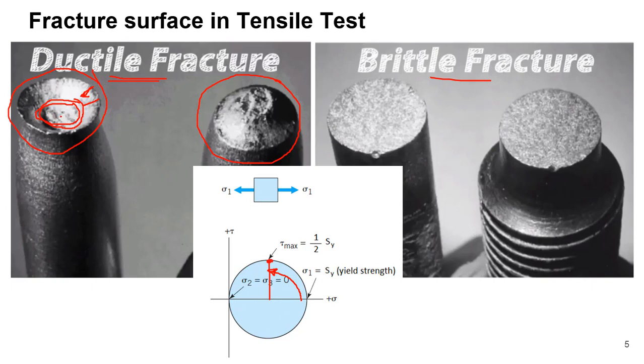But if you take a pure ductile material without any impurities, in that case you will probably find almost this kind of fracture. Okay, so in that case you will find a total 45-degree angle fracture.